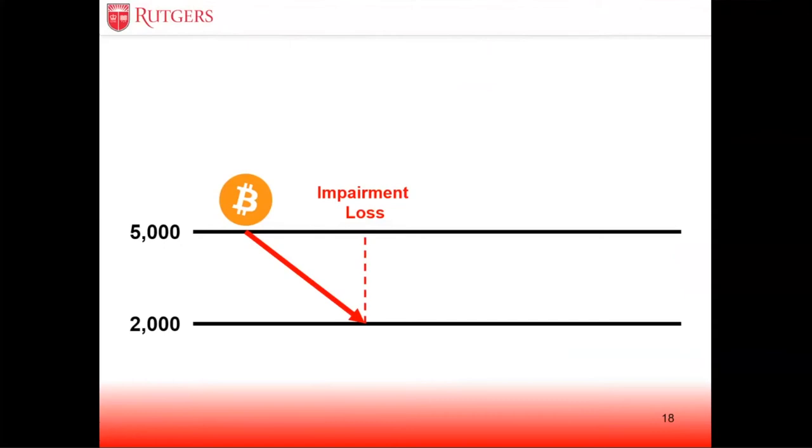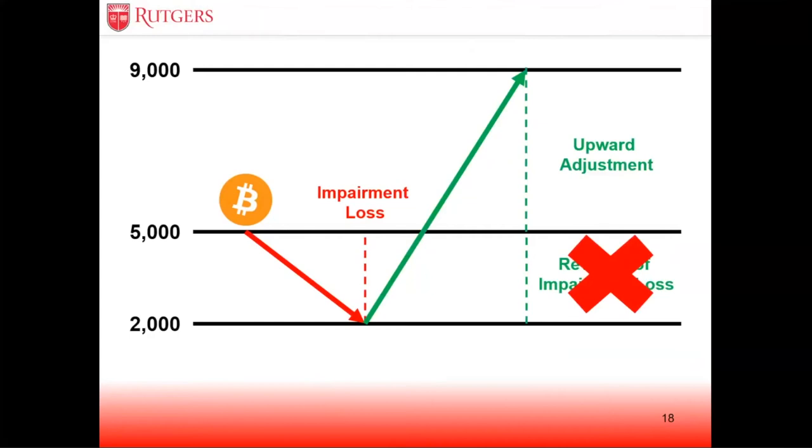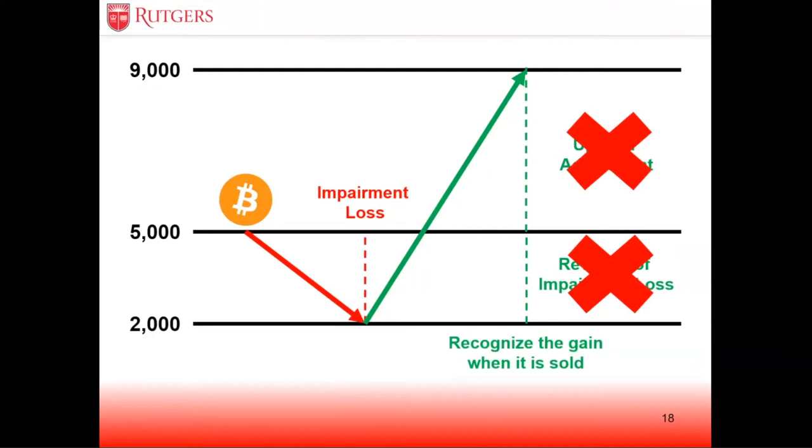After a few months, the price of one Bitcoin rocketed to 9,000. However, under the existing accounting standard for indefinite-lived intangible assets, the reversal of impairment loss cannot be recognized. And this incremental range from 5,000 to 9,000, this upward adjustment is also not allowed. And this 7,000 gain, from 2,000 to 9,000, this 7,000 unrealized gain will not be shown on the income statement. These unrealized holding gains can become realized only when this Bitcoin is sold. So that's the problem that we see with the accounting treatment for cryptocurrencies under the existing accounting standards.